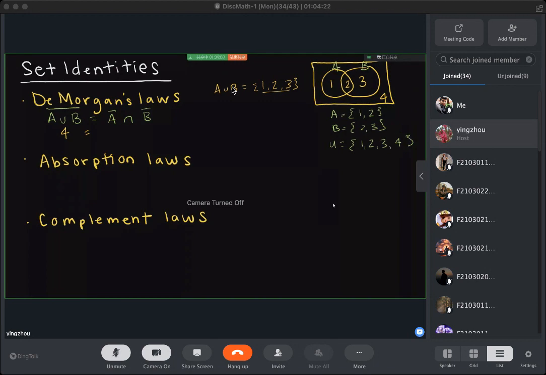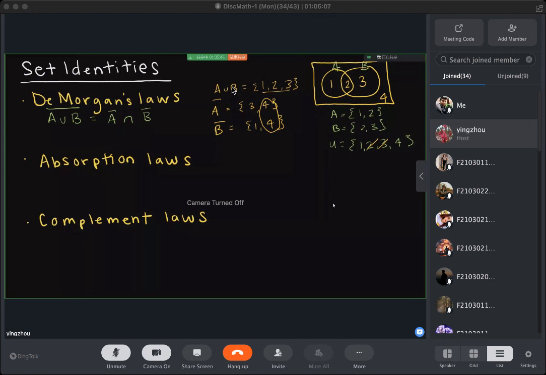Now let's take a look at the complement of A. If A is 1, 2, the complement of A is anything besides 1 and 2, which is 3 and 4. And then I want the intersection with the complement of B. B is 2, 3, so the complement of B is 1, 4. Now I want the intersection of those two sets. What do those two have in common? Just 4. So again, we can show that those are the same. It's not a proof, it's just a way to visualize what's happening.